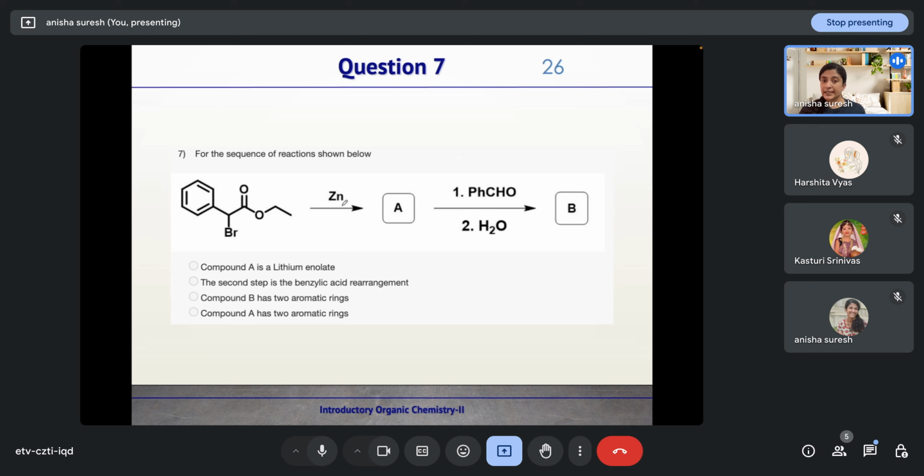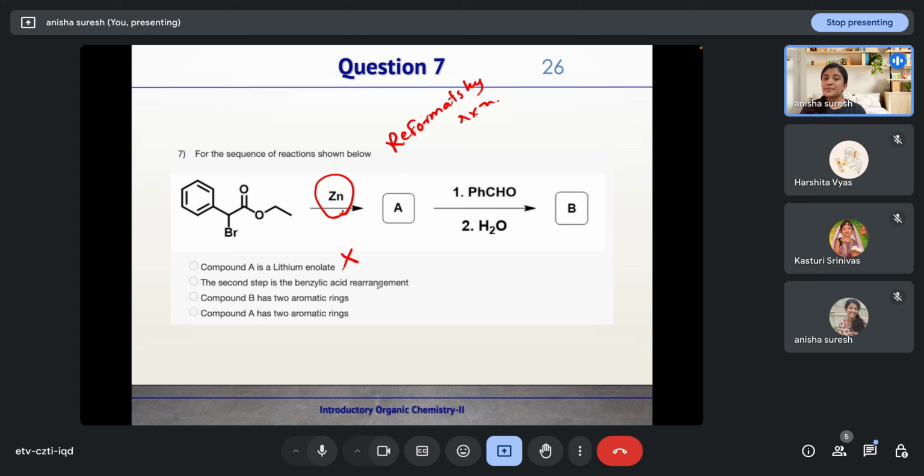So you can see the reaction. From the reaction arrows, you can come to know which of the statements is right. The first, compound A is a lithium enolate, is false because it is forming a zinc enolate. This is a Reformatsky reaction. So compound A is a lithium enolate is false. It will be a zinc enolate.